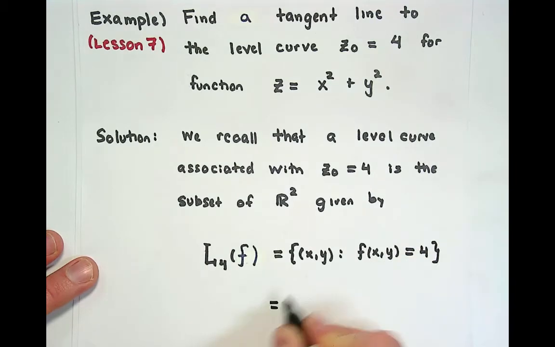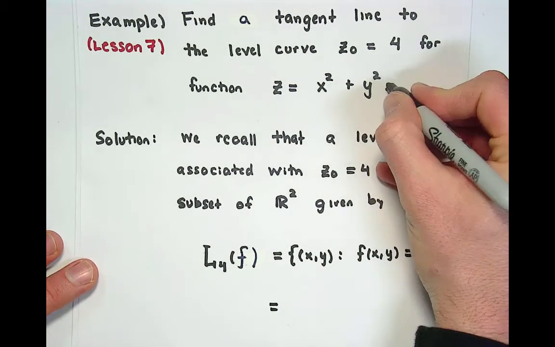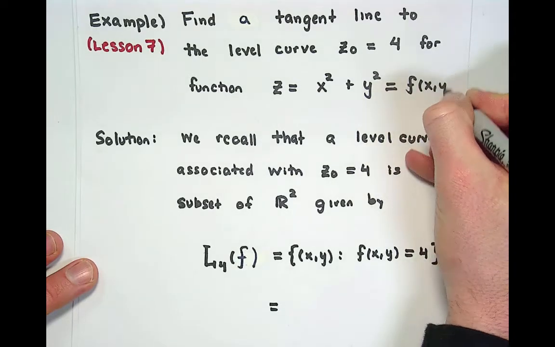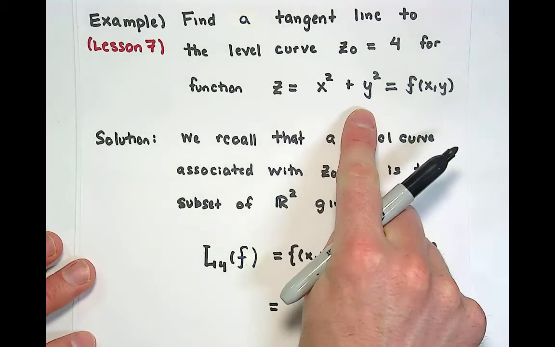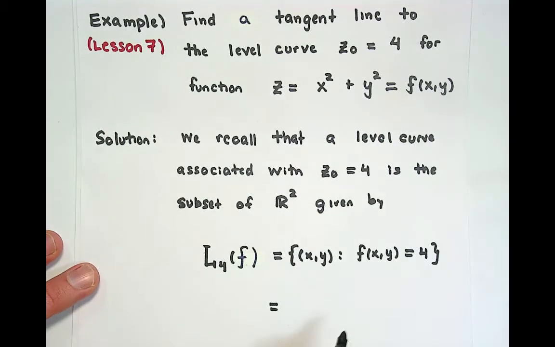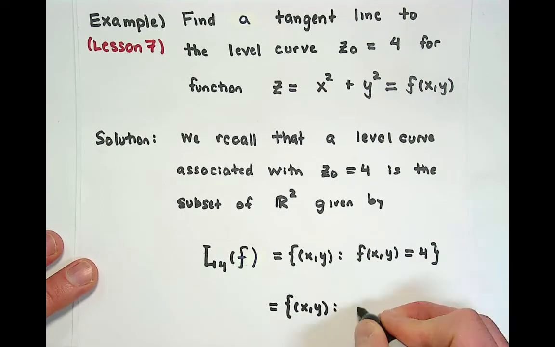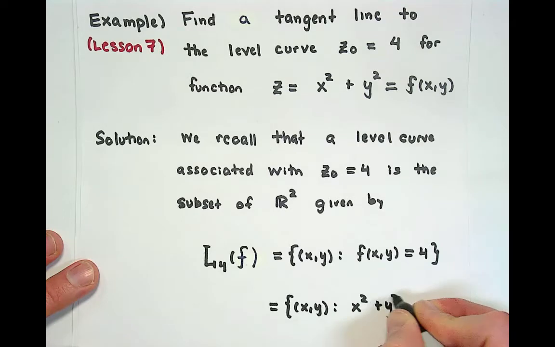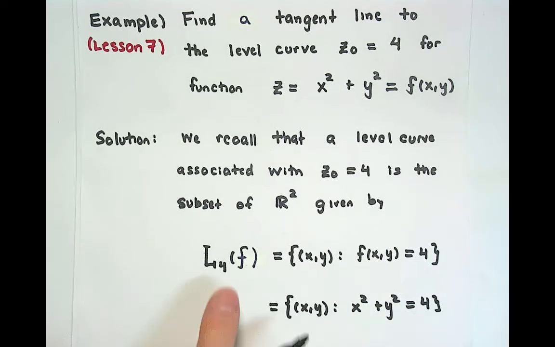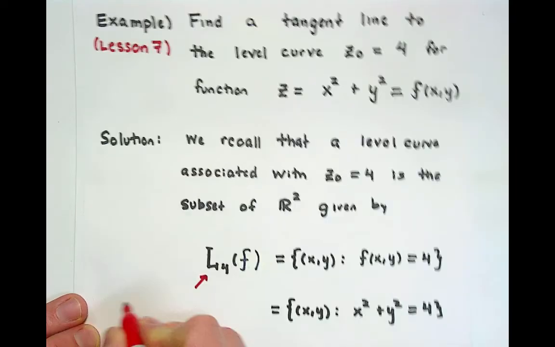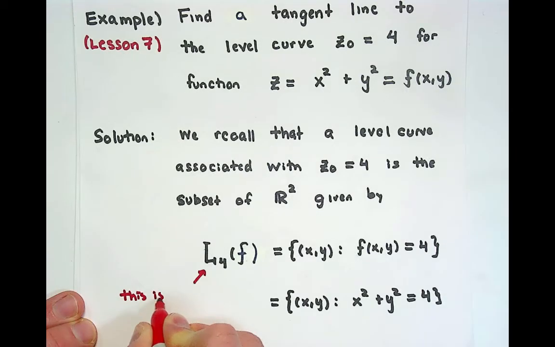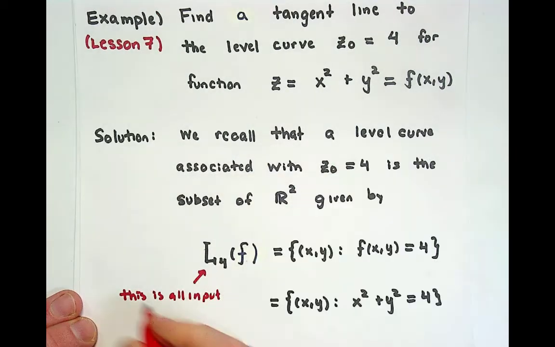Well, we know exactly what f of x comma y is because it is the function defined here. This is an elliptic paraboloid with vertex at 0 comma 0. When we expand the definition, we see that this is x squared plus y squared equal to 4, and our level curve is a circle in the domain space centered at 0, 0 with radius 2. So we recall this is all input that produces constant output 4.